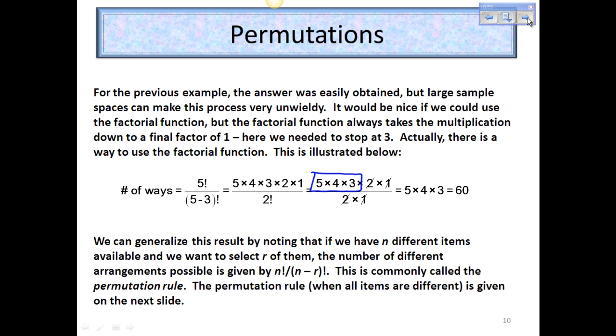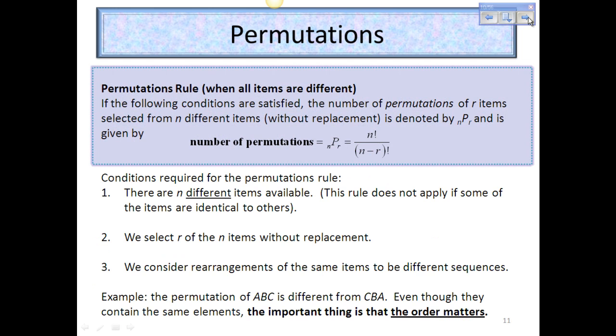We can generalize this result by noting that if we have n different items available and we want to select r of them, the number of different arrangements possible is given by n factorial over n minus r factorial. This is commonly called the permutation rule. The permutation rule, when all items are different, is given on the next slide. So let's go there.